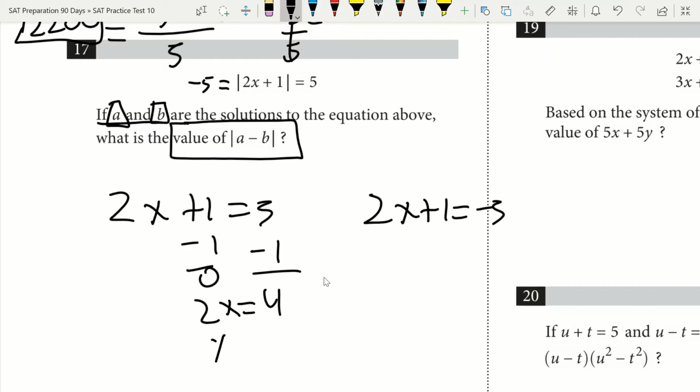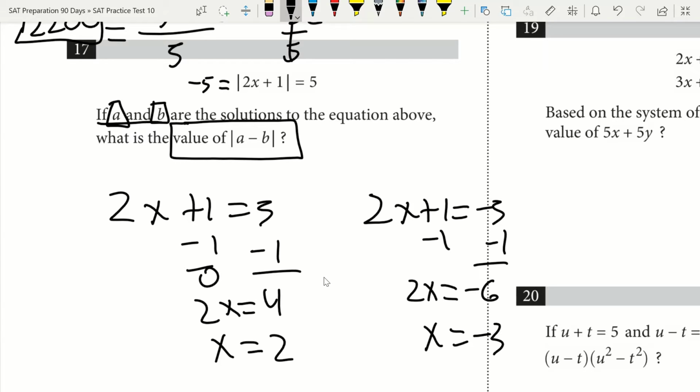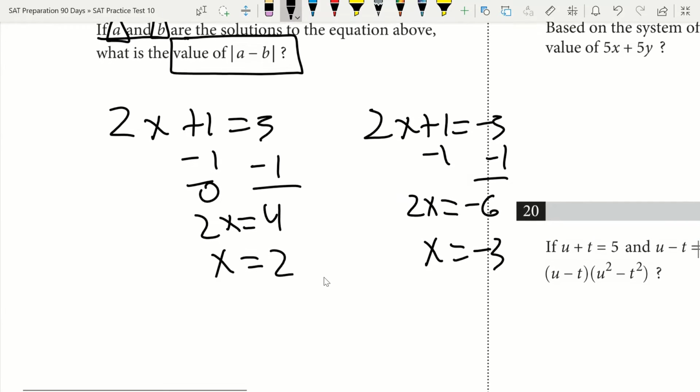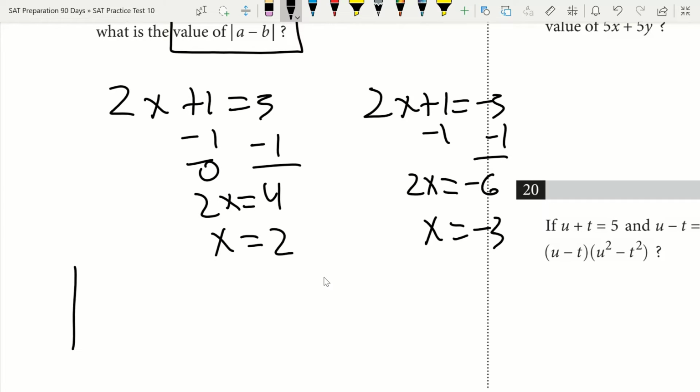Obviously, then when we divide each side by 2, we're going to end up with 4 over 2, which is x equals 2. Now, looking at our other equation, when we subtract 1 from each side, we're going to end up with negative 6 equals 2x. Thus, when we divide each side by 2, we're going to end up with x equals negative 3. Okay, so it doesn't matter which one we pick as A and which one we pick as B here, but we do have to put it in absolute value bars.